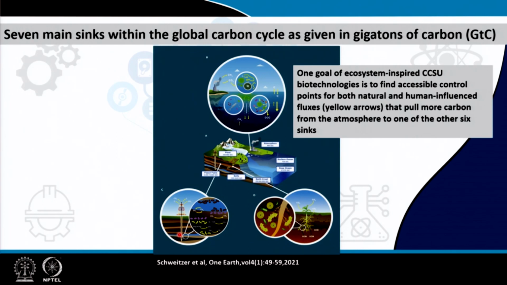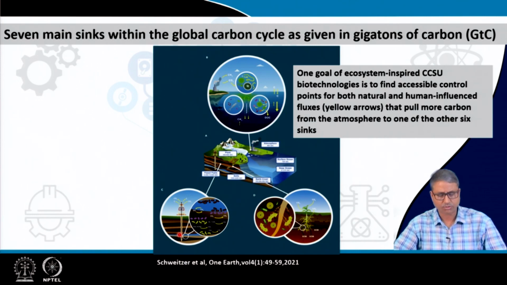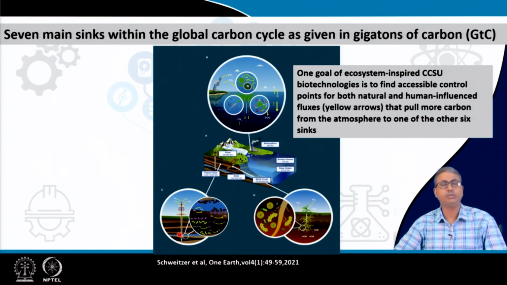It has been clearly identified in a very recent paper in One Earth. The reference is cited here, and we have also placed the reference at the end of the presentation, that 7 main sinks are there within the global carbon cycle. This has been known for decades, but if we look very critically, the 7 sinks are very well delineated: in the atmosphere, in the plants, in the form of fossil fuels, in the soil, in the earth crust, in the deep ocean and in the surface ocean. So, these are the 7 sinks identified.